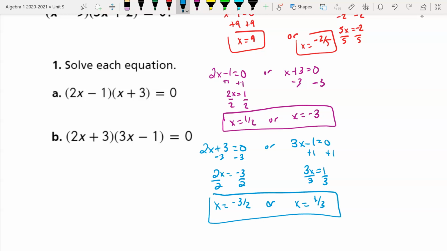The next one I would get negative 3/2 or 1/3. Hopefully that's what you got. Again, I would set each one individually equal to 0, so I would say 2x plus 3 equals 0, and 3x minus 1 equals 0, and then I would solve it. So that's how you find the solutions if it's already factored.